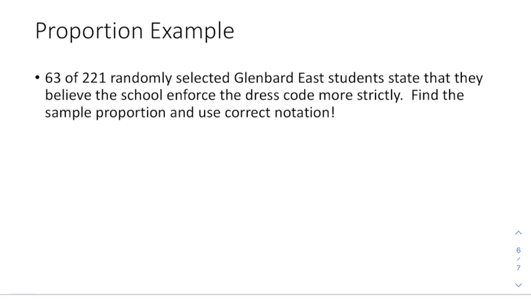So let's do an example and make sure we use the right notation. We're told that 63 out of 221 randomly selected East students state that they believe the school should enforce the dress code more strictly. And we're asked to find the sample proportion using the correct notation. Well, we know there's more than 221 students, and they tell us to find the sample proportion, so the notation we need to use here is p hat, the statistic, not the parameter.